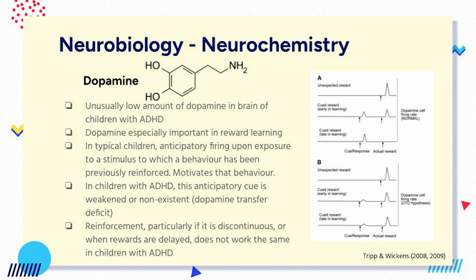In typical children, dopamine is released before the reward arrives, called anticipatory firing. However, in children with ADHD, the anticipatory dopamine cue is weak or non-existent, called a dopamine transfer deficit. This is especially true for reward schedules that are discontinuous or delayed, both of which we are highly likely to see in the classroom. This basically means that a child with ADHD shouldn't be expected to thrive under the same reinforcement learning mechanisms as their peers.